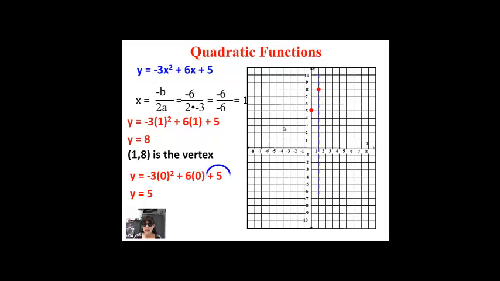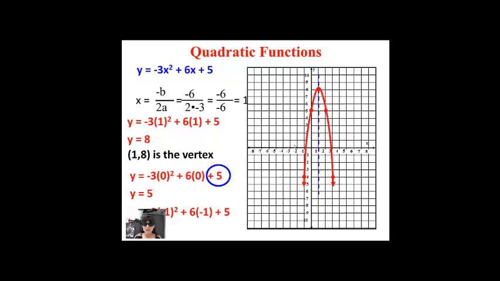So we're going to pick an easy one. We're going to use negative 1. I always use negative 1 or 1 depending on what side of the axis of symmetry I'm on. When x is negative 1, y is negative 4. We're going to plot that point. Now we're going to reflect those points across the axis of symmetry.